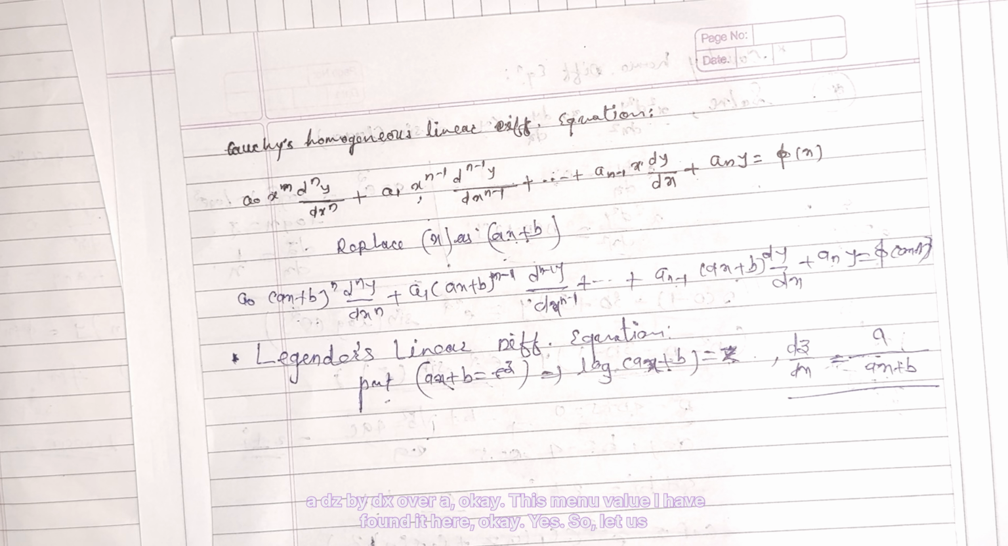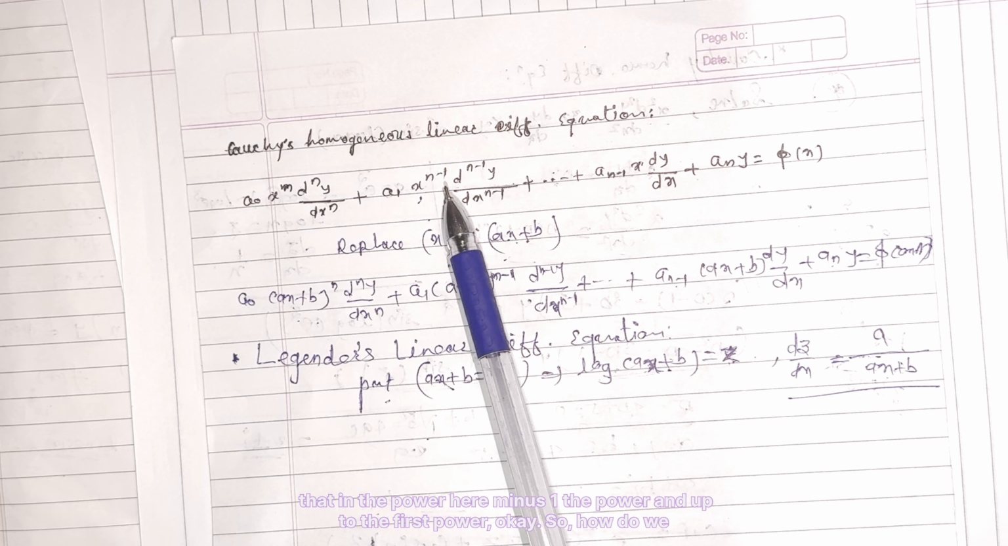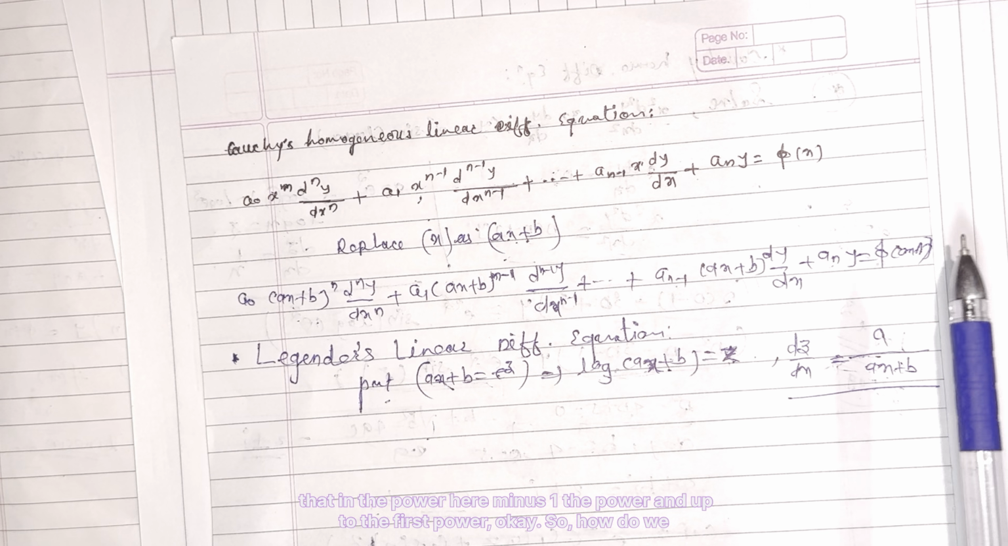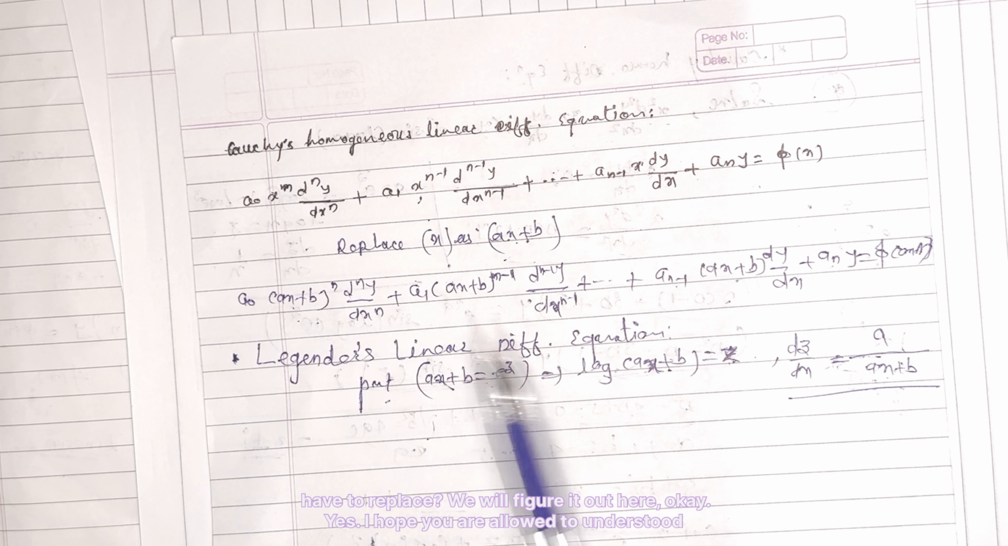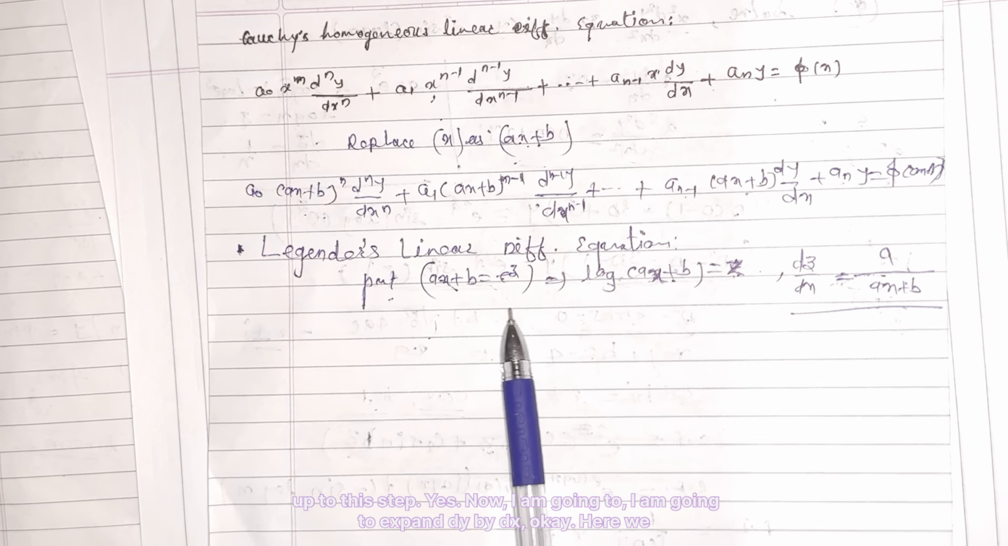Okay, so let's go for finding the substitution values here. What we need to substitute is the nth power, (n minus 1)th power, and so on up to the first power. So what we have to replace, we'll figure out here. I hope you all have understood up to this step.